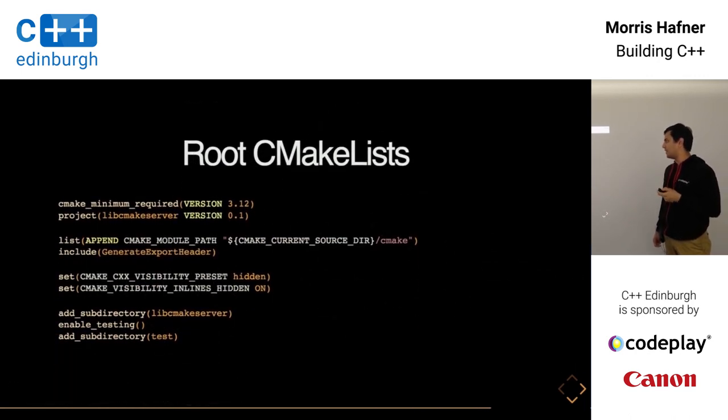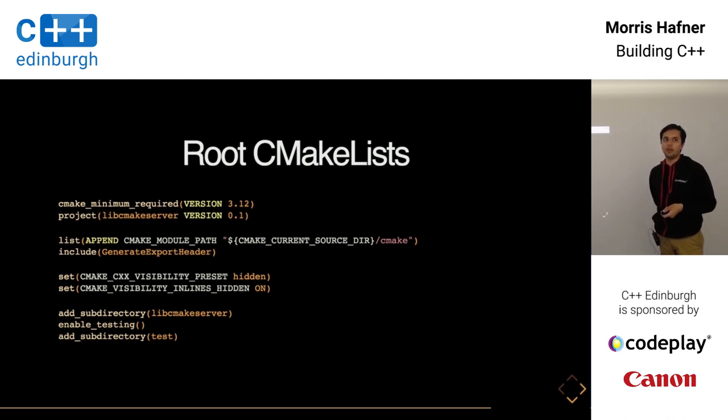In my root CMakeLists, I start like always, minimum required, version 3.12. I append the path of my find coroutines module to my CMAKE_MODULE_PATH. Then I add this include GenerateExportHeader macro, which I will need later. And then I set the CMAKE_CXX_VISIBILITY_PRESET to hidden.